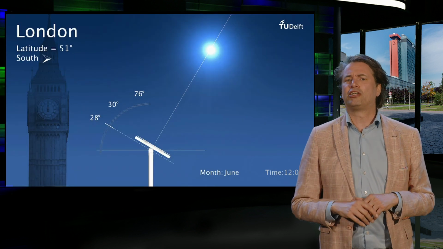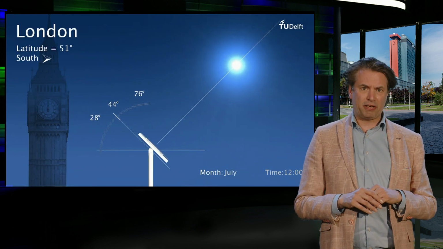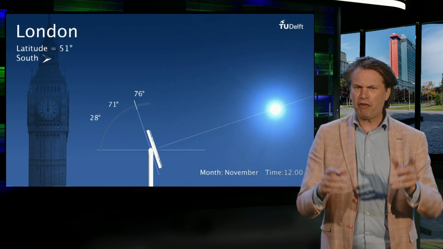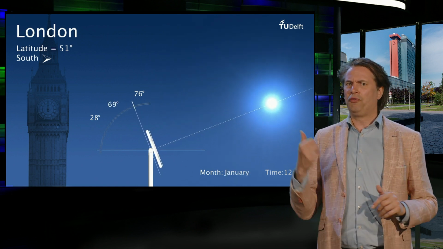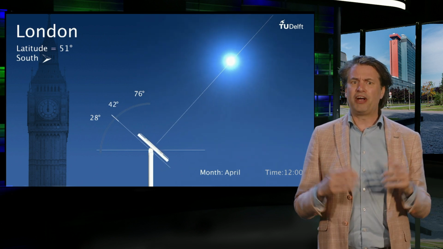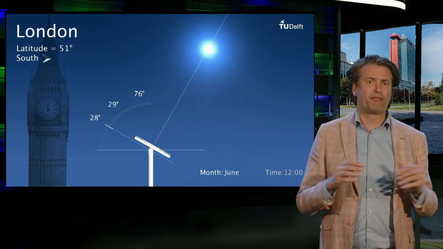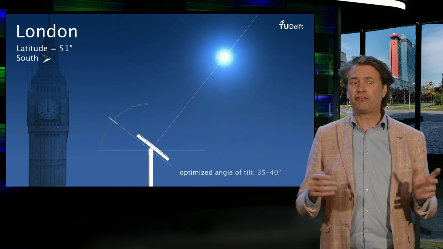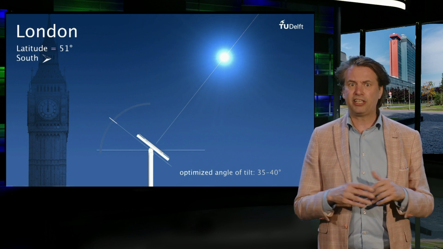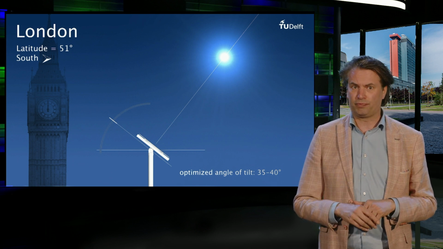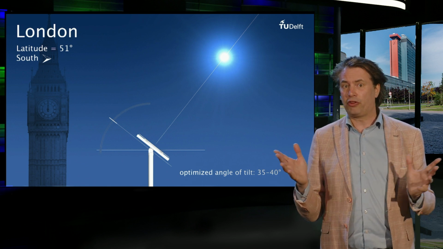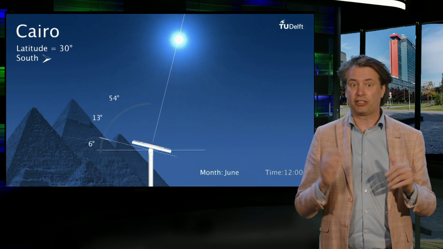Let's see how a sun tracking and fixed PV panel is working in different places around the Earth. We will first go to London. London has a latitude of around 51 degrees. Consequently, the range of tilt angles throughout the year for a panel tracking the sun varies from 28 degrees to 78 degrees. The panel in this case is oriented towards the south. For a fixed PV module, the optimized angle of tilt will be 35 to 40 degrees facing south.